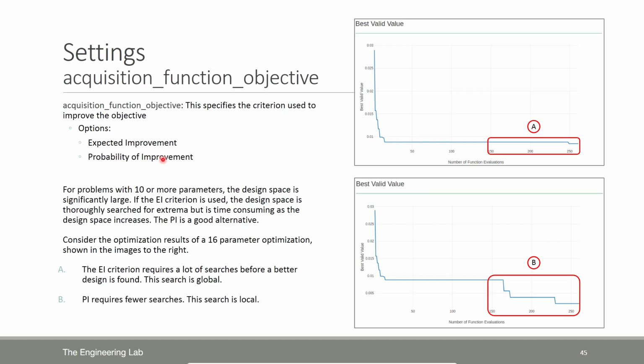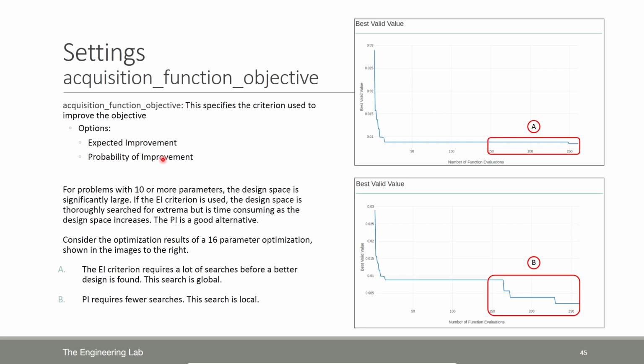One thing you can do is use EI at the beginning just to do some exploration, and then after a few runs switch over to probability of improvement to polish that previous best solution. After that, you can then switch over to a gradient-based optimizer to further improve that design.